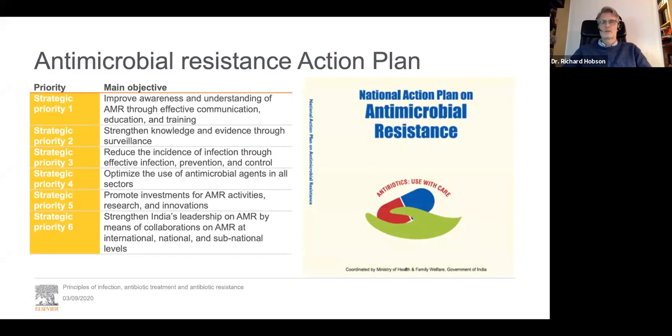This was set up by the Indian government in 2017. And there's a number of strategic priorities. Of course, it was set up to reflect the fact that antibiotic resistance is an increasing problem in India. And there are 6 strategic priorities, and I feel I can contribute in this talk to 2 of them in a little way. Number 1 was improve awareness and understanding of antimicrobial resistance through effective communication, education, and training. And number 2 is optimize the use of antimicrobial agents in all sectors. And I think most of what I'm talking about here is about optimizing the use of antimicrobial agents.